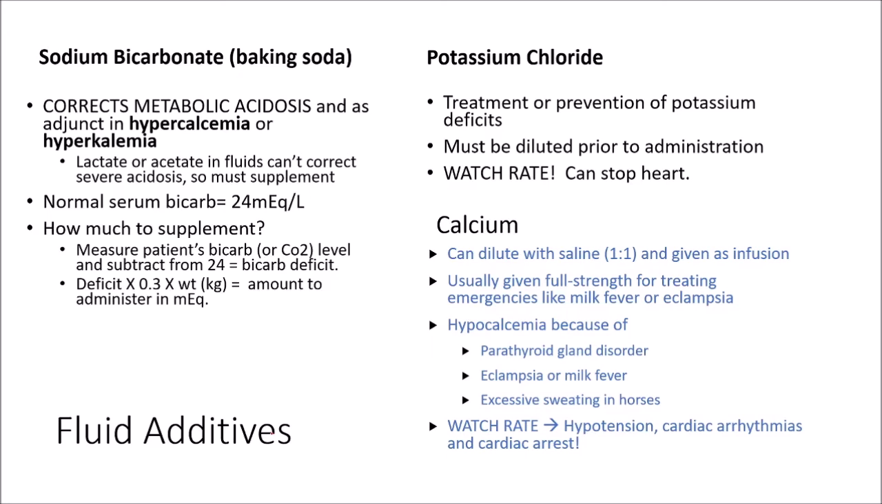How do we know how much to supplement? Well, if we measure the carbon dioxide level or the bicarb level through a blood gas, then we can subtract that from 24 milliequivalents per liter, which is normal. We take our deficit times 0.3 times the weight, and that tells us how much to administer in milliequivalents. So that's our dose: the bicarb deficit, times 0.3, which is constant, times their weight in kilograms. Then you can give that amount in milliliters to the bag.